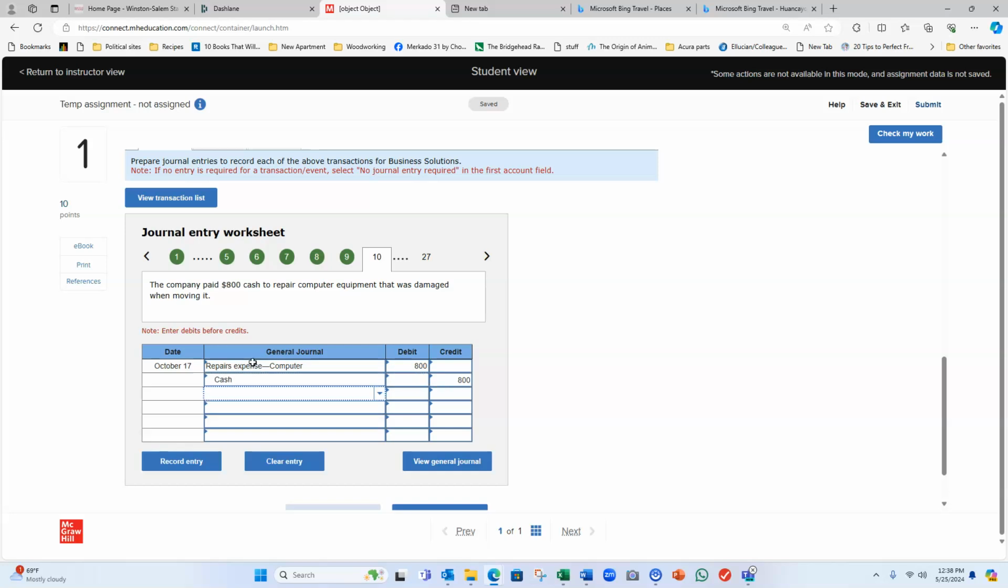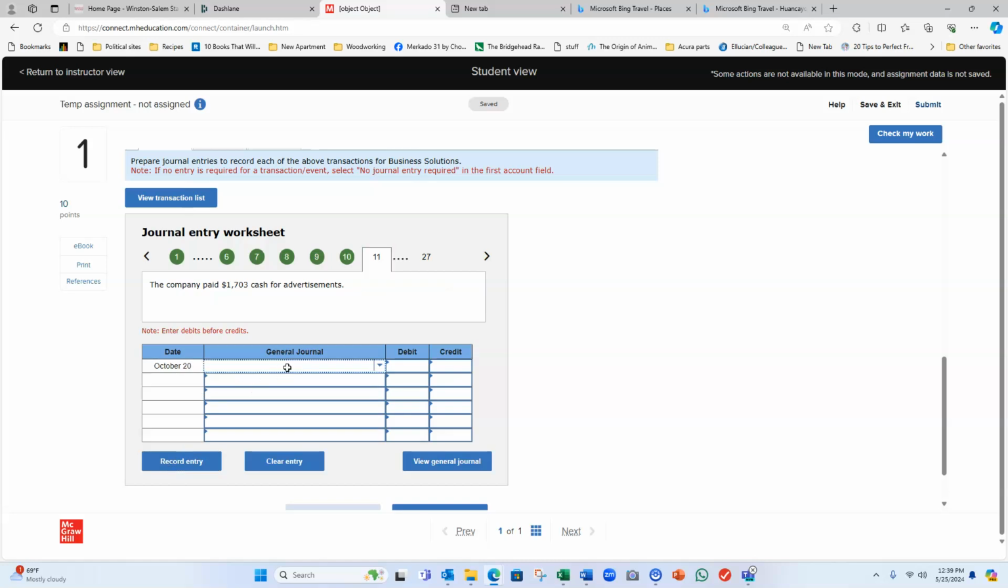It says we paid $800 cash. I'm sorry. So cash is going down. This is an equity account, but this is one of those equity accounts that the bigger it gets, the more it reduces overall equity. It has a debit balance. Expenses have debit balances. Assets have debit balances. So we're increasing this expense, which decreases equity, and we're decreasing cash. So the left side of the equation gets decreased, right side of the equation gets decreased.